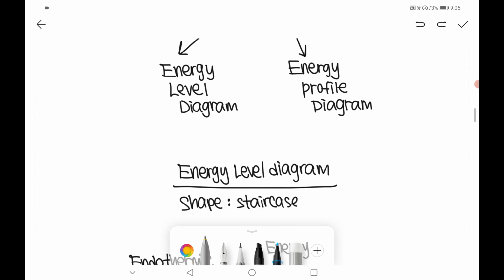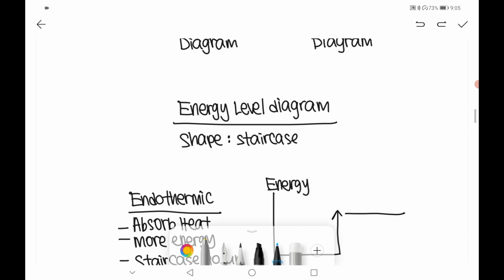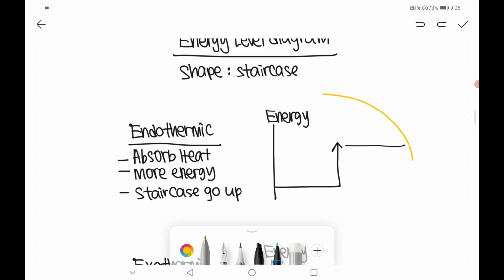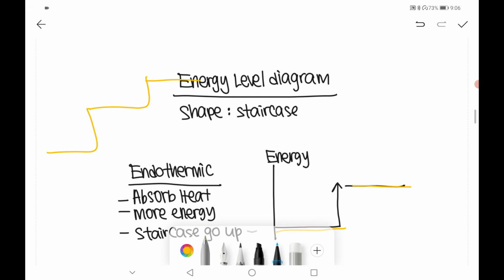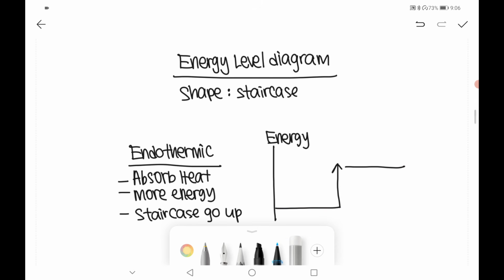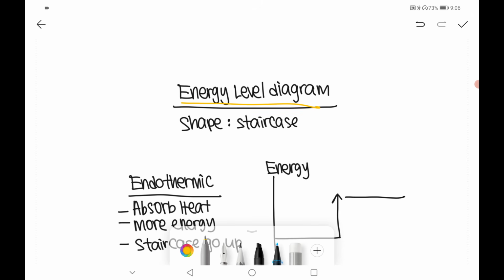Let me show you what an energy level diagram is. The shape is actually a staircase, like a ladder. You can see something like this. You can see the ladder, right? On the ladder you have one level, one level, one level. That's why they call it the energy level diagram. You go from one level to another level. Make sure everyone knows the energy level diagram looks like a staircase.